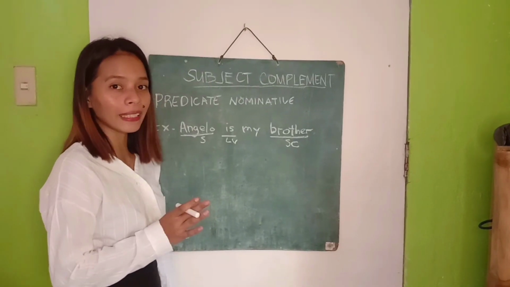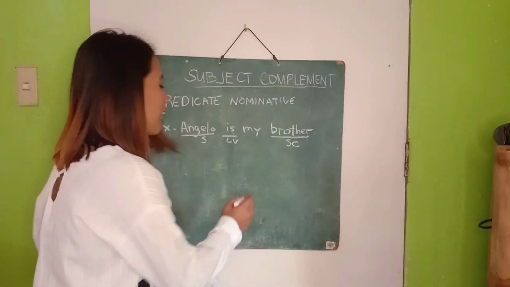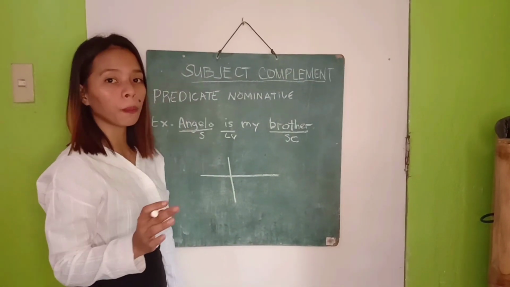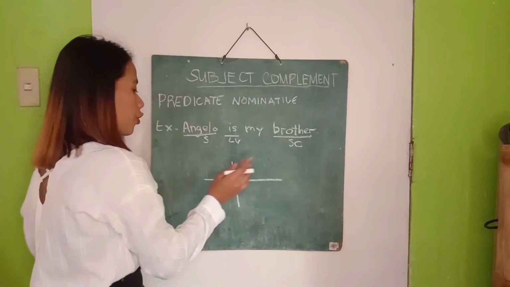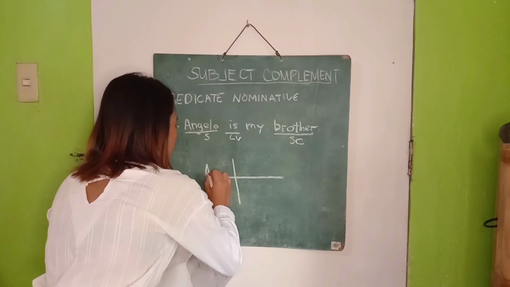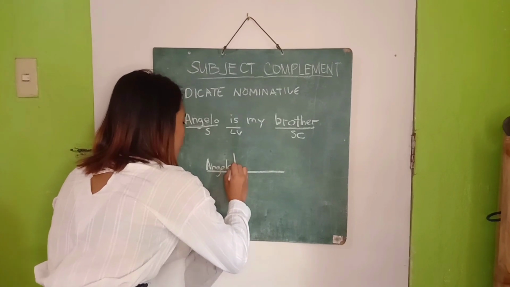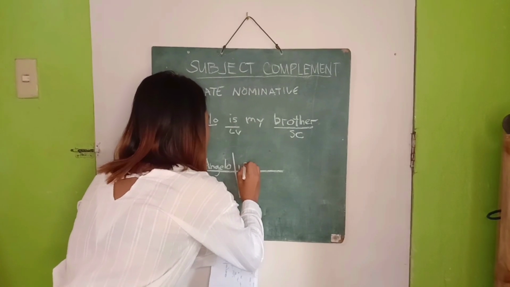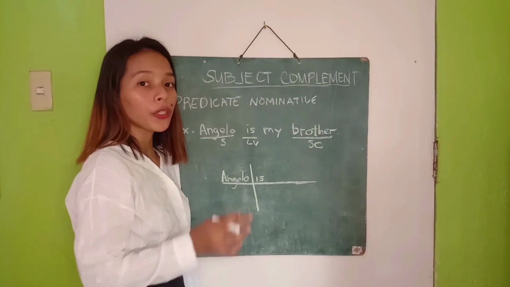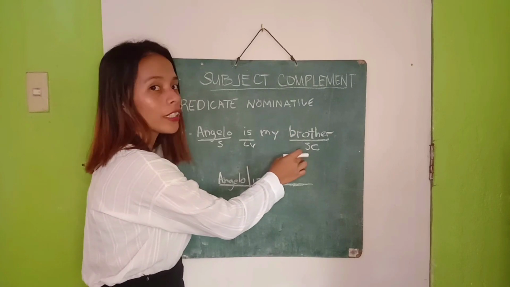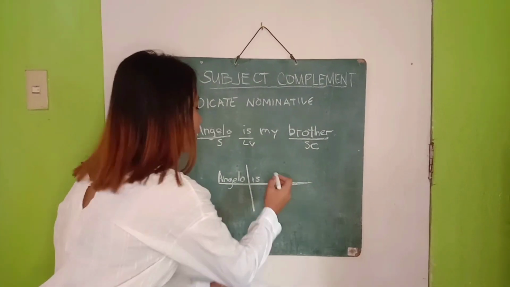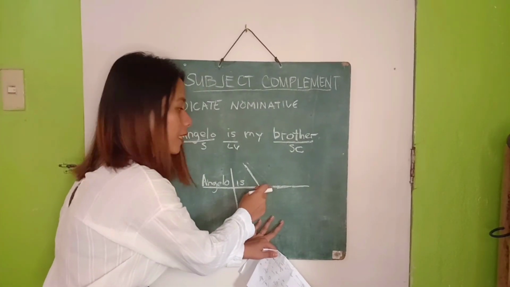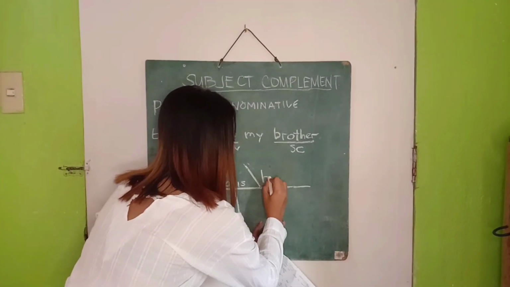To diagram this sentence, first we're going to draw a horizontal and a vertical line. We're going to put the subject, which is Angelo, on the left side, and our linking verb on the right side. To separate the linking verb and the subject complement, we're going to draw a slanted line. Then write the subject complement here, which is brother.